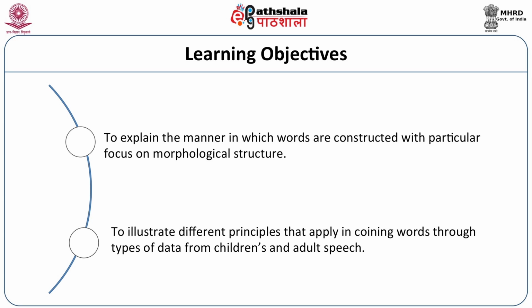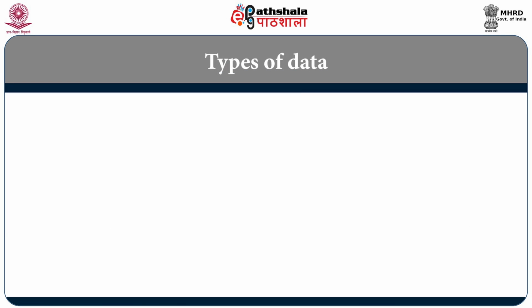Today's module is Coining Words from the paper Psychoneurolinguistics. The objectives for today's module are to explain the manner in which words are constructed with particular focus on morphological structure. Also, we will illustrate the different principles that apply in coining words using different types of data from children's and adults' speech. Let us first look at types of data.